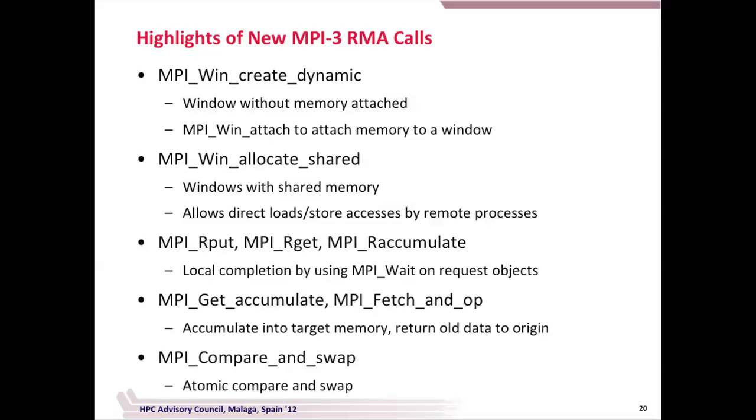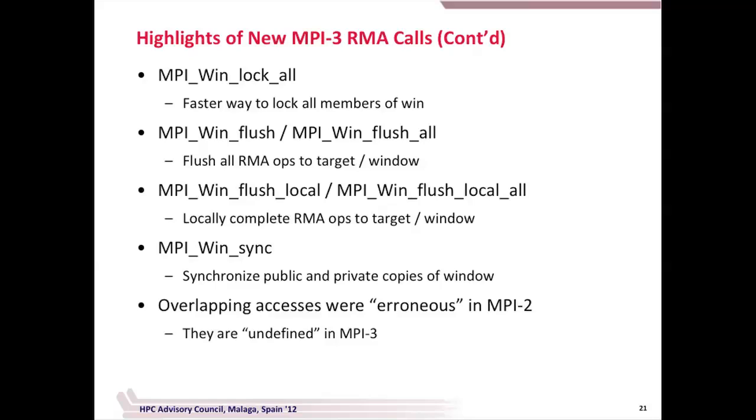And here they provide a lot of different kinds of RMA calls. I don't want to go into all the details, but it provides some flexibility in semantics, like how you create the window in a dynamic manner, how you allocate, and how you do the operations: put, get, and accumulate, fetch-and-add, compare-and-swap. These are the atomic operations which are provided. You can also do some locking, such as lock all or lock local. You can also do window synchronization. And there were some erroneous states in MPI 2, but they are now undefined in MPI 3.